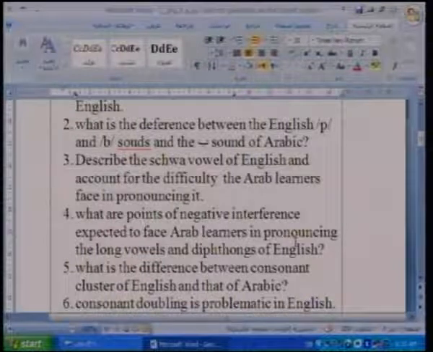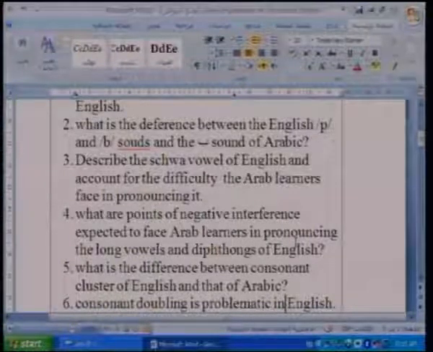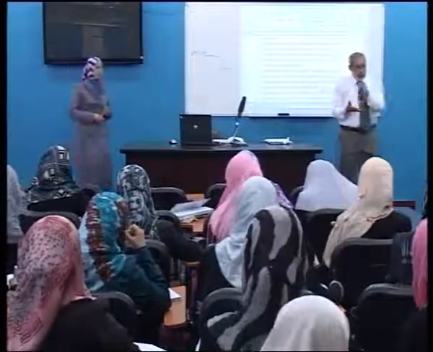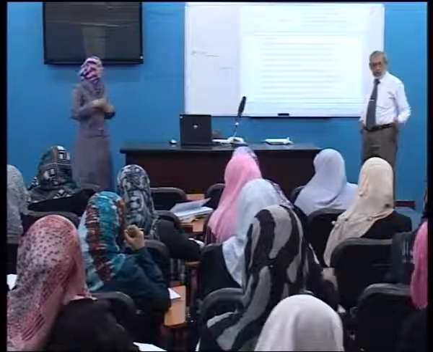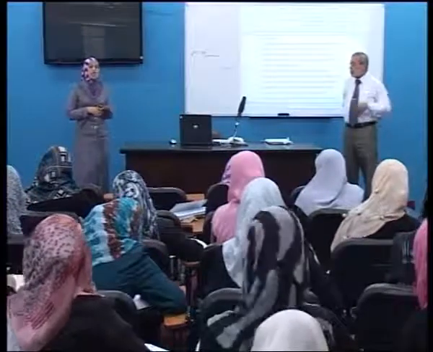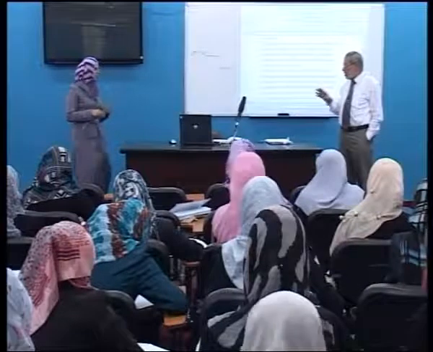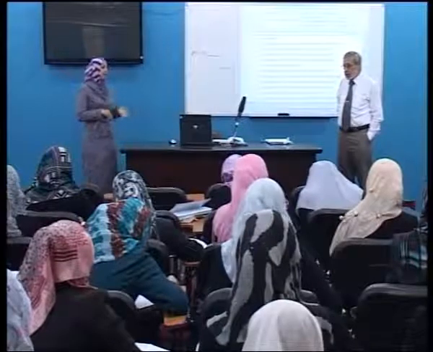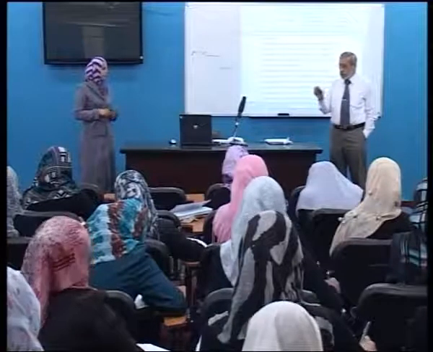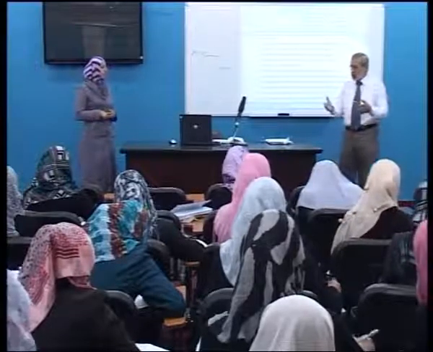What's the difference between consonant cluster of English and that of Arabic? It's very easy. Consonant clusters mean a number of consonants come together without a vowel between them. According to this system, in Arabic we can have up to two consonants in a cluster. But in English we have 4 in isolated speech, and in connected speech we can have 7. So we have 4 in one word, and still we have 7 between 2 words in connected speech.